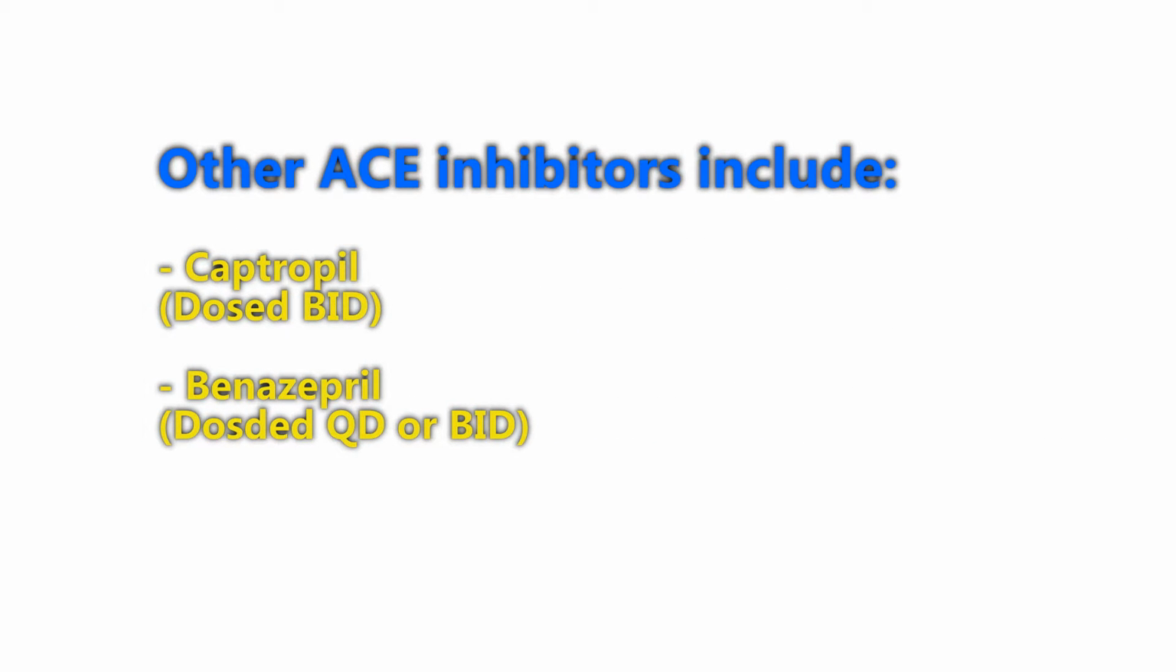Other examples of ACE inhibitors: we have captopril, dosed BID, and we also have benazepril, dosed QD or BID. And if we look over the milligram dosings of each one, we get the same results as we do with lisinopril. The lower milligram dosing is used, again, for people who don't need much movement in their blood pressure, but would benefit from being on an ACE inhibitor, like a diabetic or a patient with congestive heart failure. The higher dosing is used for people who have higher blood pressure.